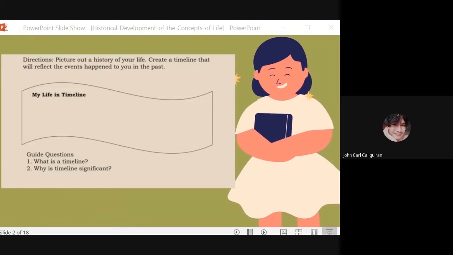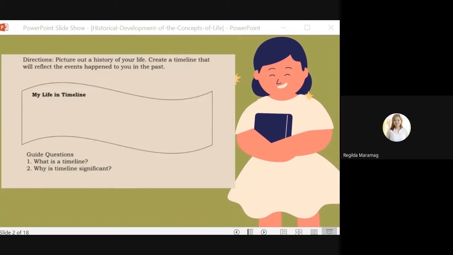And why is timeline significant po? Timeline, parang ito po yung nagpapaalala sa atin na may nangyaring event na ganito po sa atin. Like, mahalaga po siya. It is very significant po na maalala natin yung mga event na mahalaga sa atin. Like, for example, yung birthday natin, we shouldn't forget about it. And Christmas and anything po.